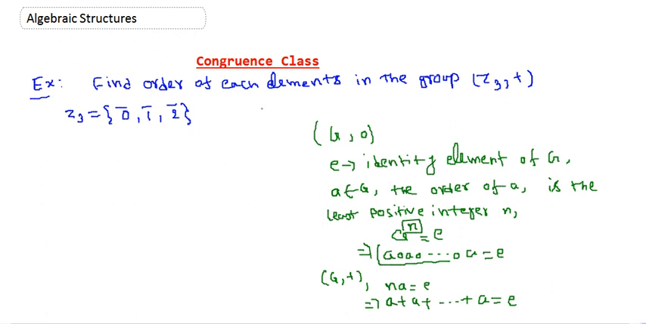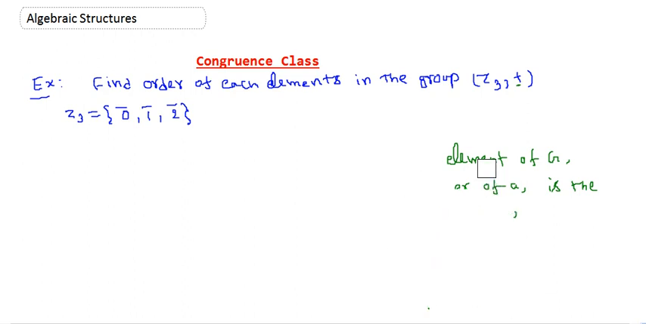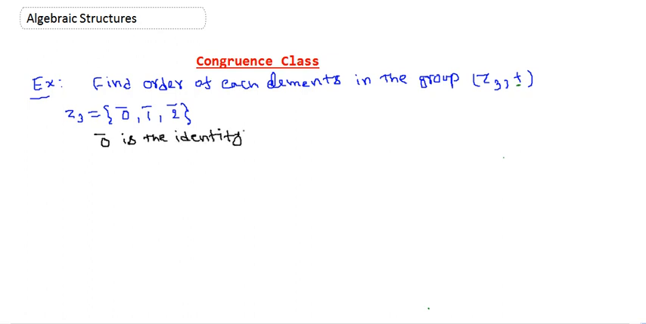So what is the identity element in this group? With the composition addition, under this composition, which is the identity element of the group? In my last lecture we have talked about that 0 bar is the identity element. So 0 bar is the identity element of the group, because if I add any element with 0 bar, we get the same element. So let me write that 0 bar is the identity element in the group Z3 with addition. Now we're going to find the order of each and every element.